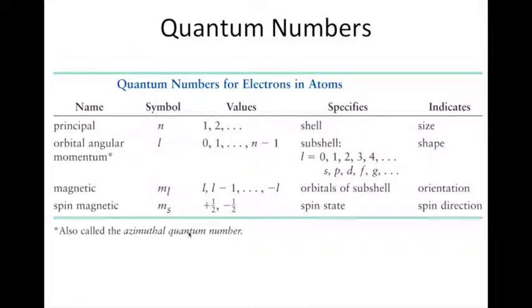So this table sums everything up as far as your principal quantum number, angular momentum quantum number, magnetic quantum number, and the magnetic spin quantum number. You can see what the values are, or can be, and what each represents. So review that a little bit, and be sure you're comfortable not just calculating numerically what a quantum number value is, but understanding what it tells us about an electron's position in an atom.